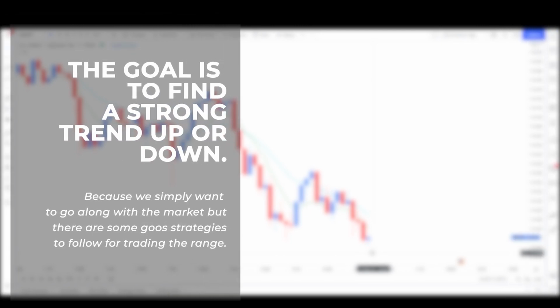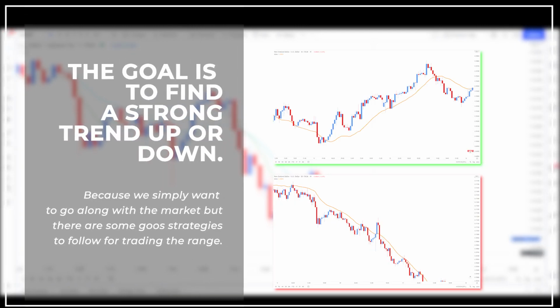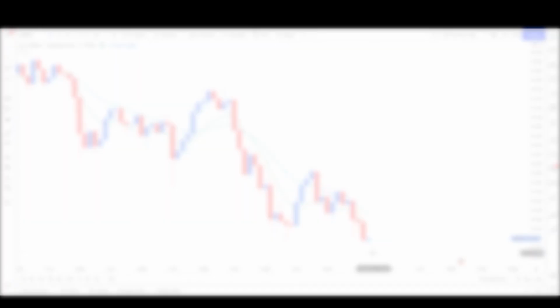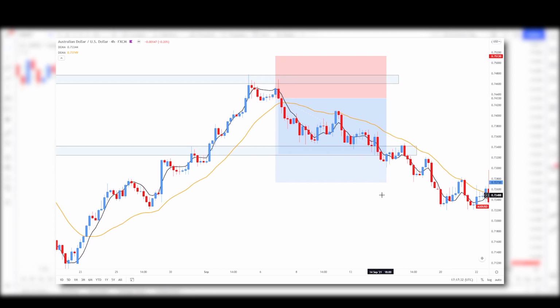So for this to happen, the price needs to be either moving upwards or downwards, because we simply want to go along with the market and take the maximum pip volume out of it. Of course, do not forget the correct risk management and do your own analysis. So here's an example of your potential sell scenario using the DEMA indicator.